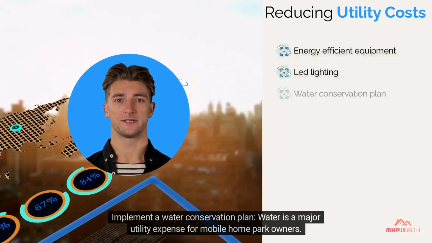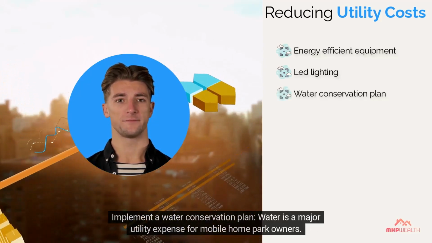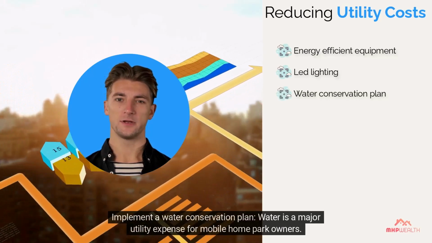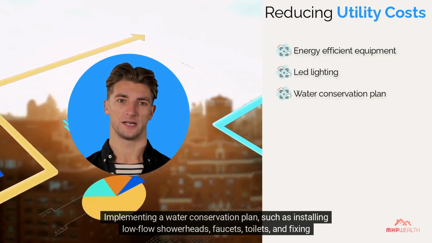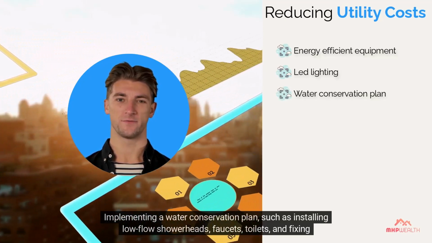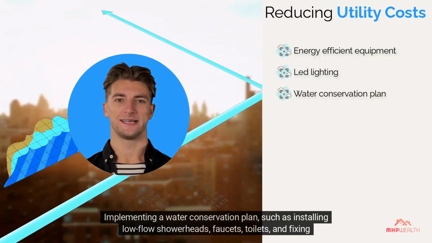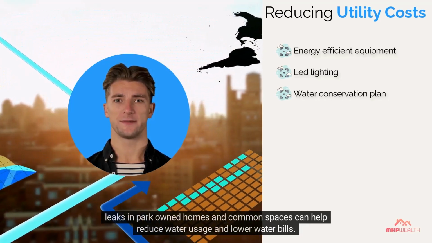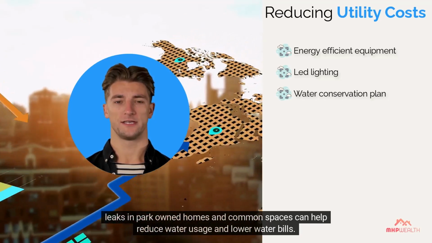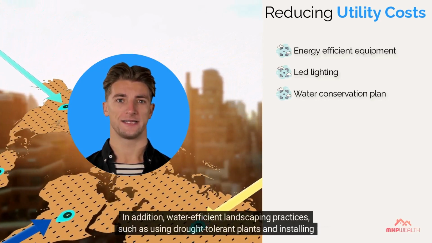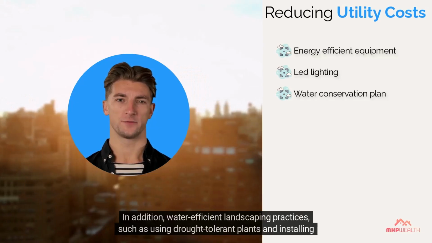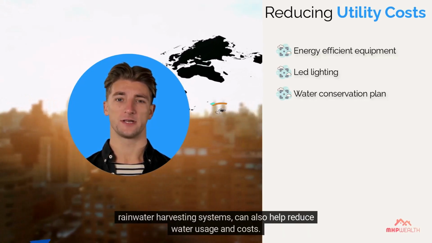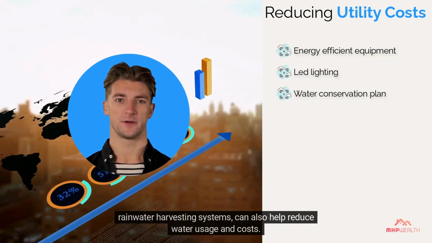Implement a water conservation plan. Water is a major utility expense for mobile home park owners. Implementing a water conservation plan, such as installing low-flow showerheads, faucets, toilets, and fixing leaks in park-owned homes and common spaces, can help reduce water usage and lower water bills. In addition, water-efficient landscaping practices, such as using drought-tolerant plants and installing rainwater harvesting systems, can also help reduce water usage and costs.